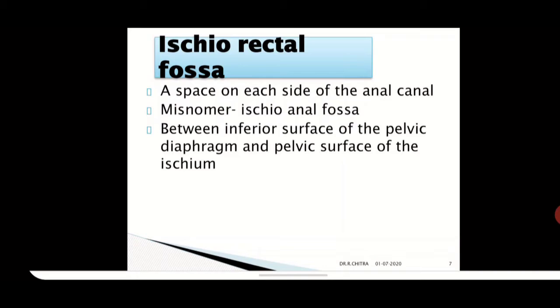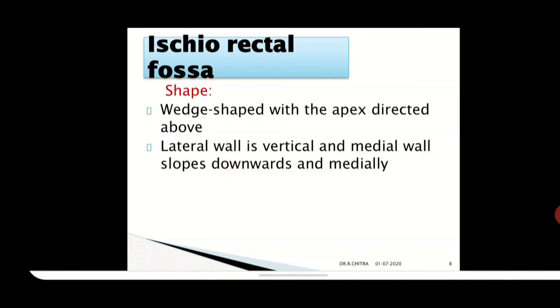Exact situation is between the inferior surface of the pelvic diaphragm and the pelvic surface of the ischium on the sides. It is wedge shaped with the apex directed above. The lateral wall is vertical and the medial wall slopes downwards and medially. It is filled with fat so that it acts as an elastic cushion to allow the expansion of the anal canal during defecation.